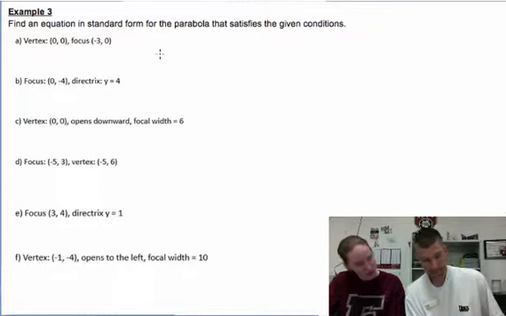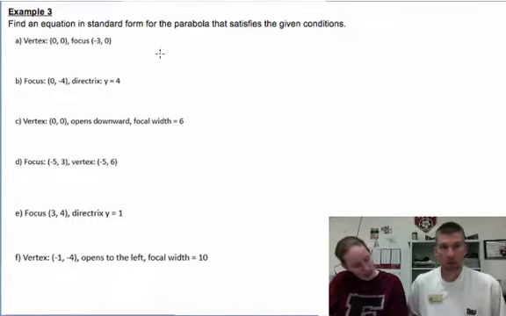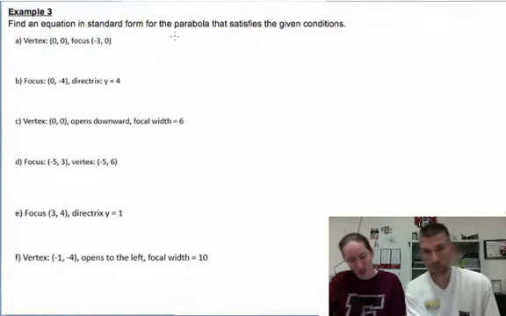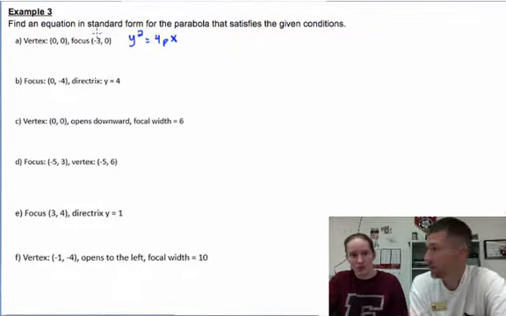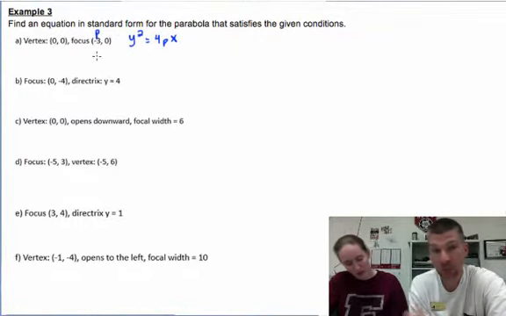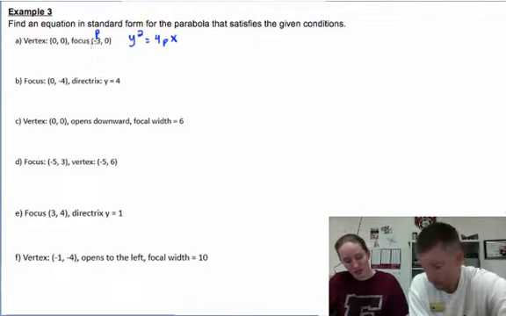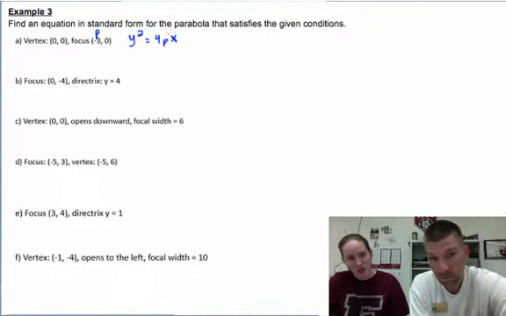So if our focus is -3, 0, it has to be y squared equals 4px, because we're looking at what's different. Where does the focus show up? Like what value changes, x or y? And that's your visual cue as to which side to work with. Because this is p, 0, that means that our p is -3, which means we just put it in there.